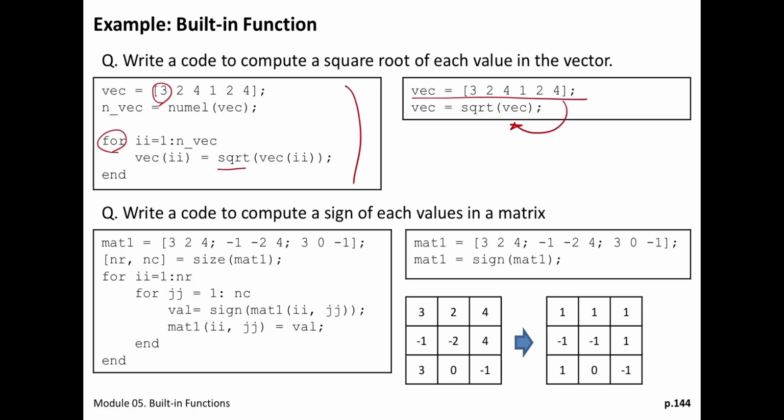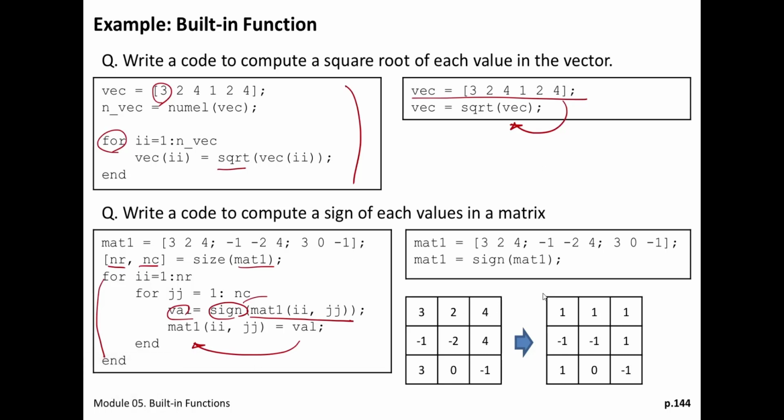Okay. The second question is how to write code to compute the sign of each value in a matrix. If you solve this problem using the loop structure, you first find out the size of your matrix, and then design the double loop structure to read each value using subscript indexing, like this. Then apply the sign built-in function, and the resulting value is assigned to the corresponding location.